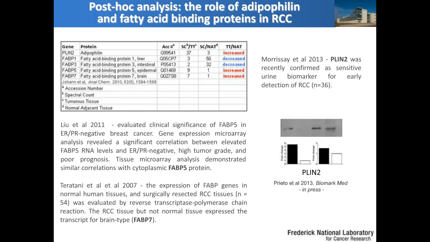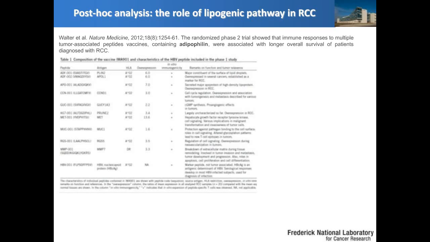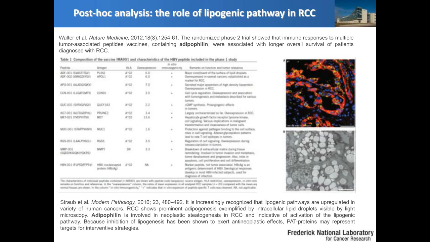So now we are building a story: we have cadherin switching and alteration in adipose metabolism. We also found recently that adipophilin, the first on this table, is used in a vaccine, so it is even immunogenic for treatment in a phase 2 clinical trial of renal cell carcinoma. And a publication by Straub in 2010 showed that this adipophilin comes from the lipid droplets found in tumorous cells, proper epithelial cells.